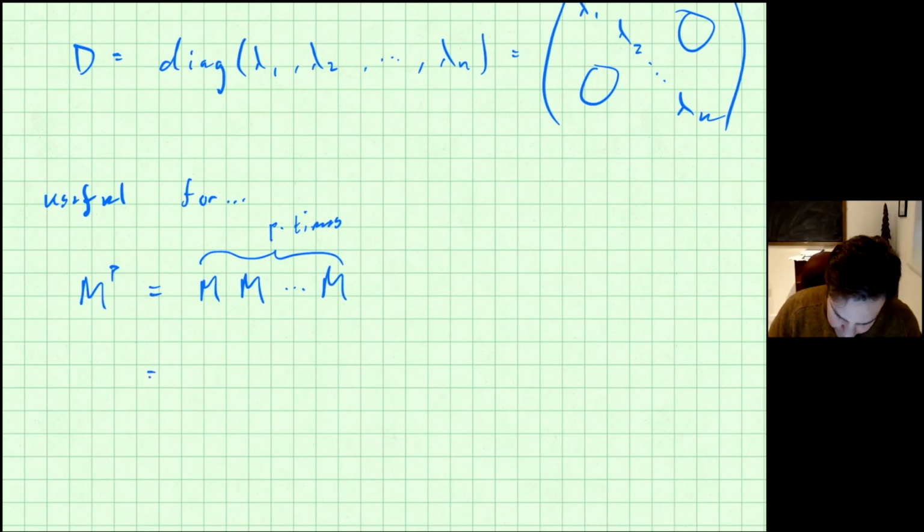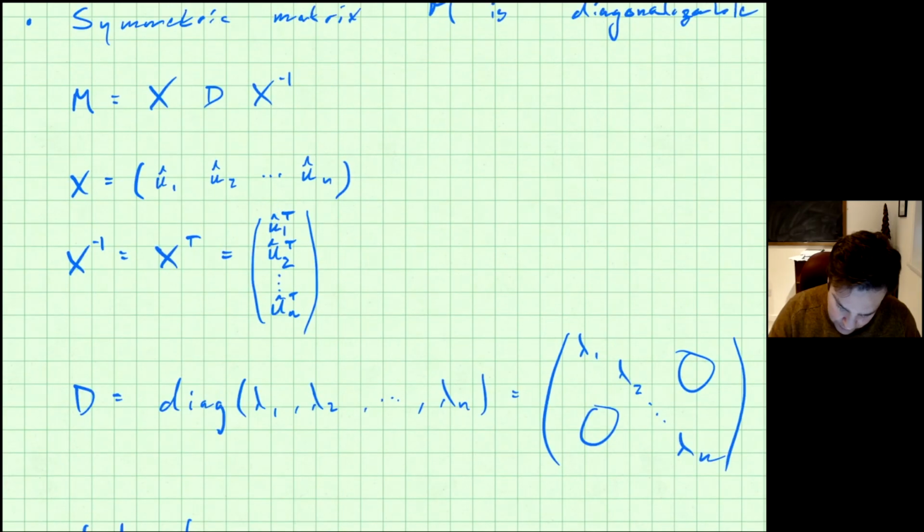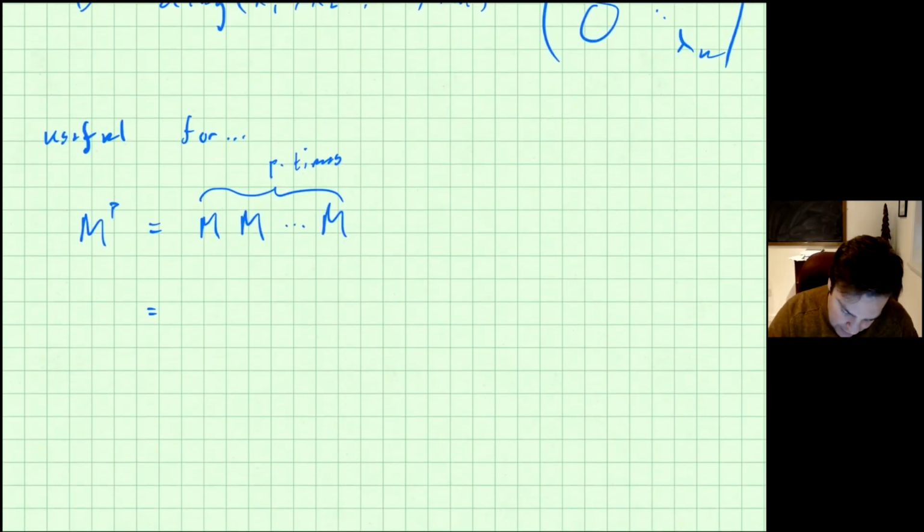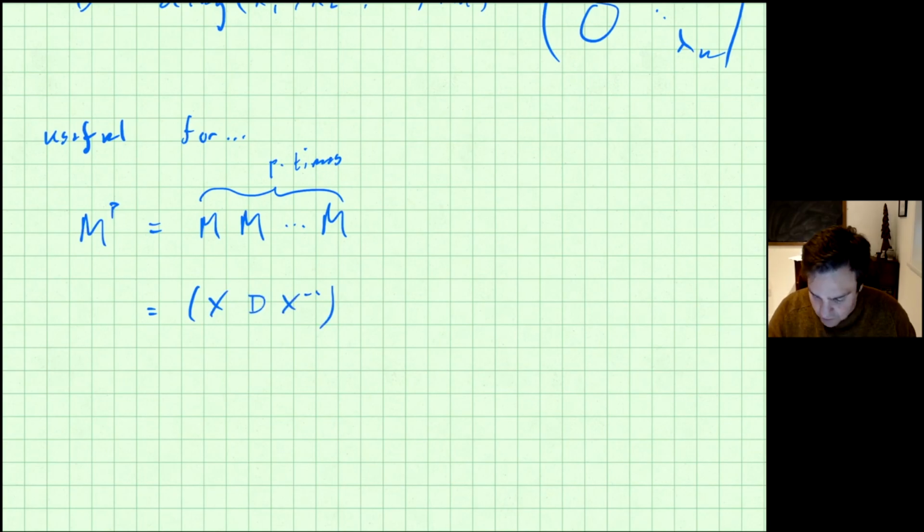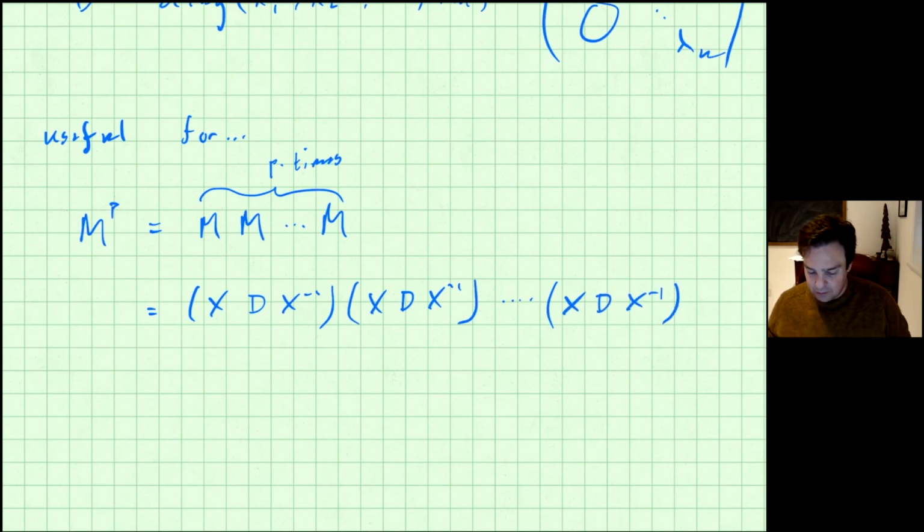Well, if you put in the diagonal form, let's go back over here and look at this. So here's the diagonalized version, or the diagonal form of M. If you put that in there, what you get is P different copies of this, right? X times D times X inverse. So that's one copy of M. X times D times X inverse. That's the second copy of M. And then all the way up to the pth copy.